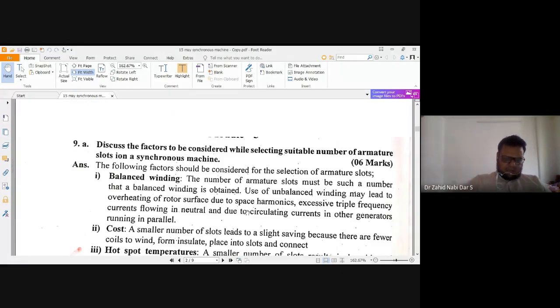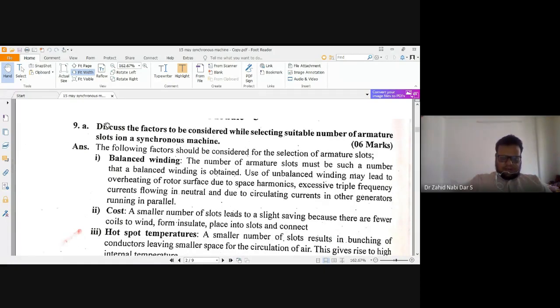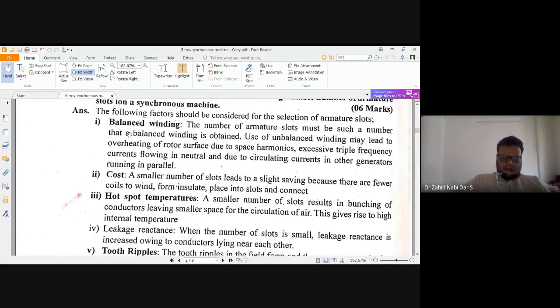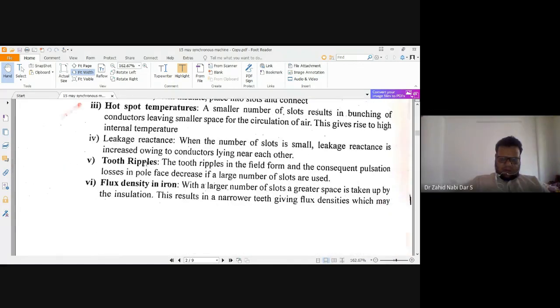This is how your scanner works. This is another question I have taken from the scanner only. It writes: discuss the factors to be considered while selecting a suitable number of armature slots in an asynchronous machine. See here, there's a mistake, it's not asynchronous, it's synchronous machine. As a teacher, I can understand what is right and what is wrong, but as a student, you will not be able to understand.